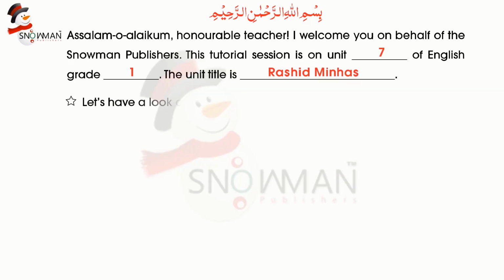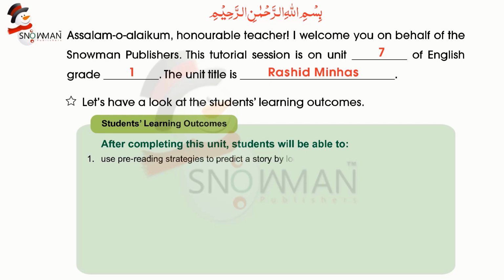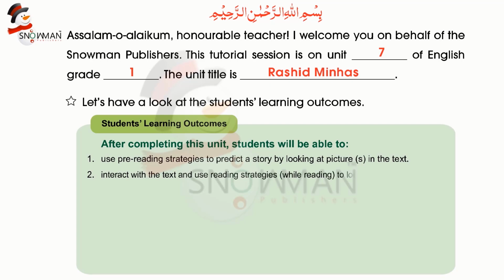Let's have a look at the students' learning outcomes. After completing this unit, students will be able to use pre-reading strategies to predict a story by looking at pictures in the text. Interact with the text and use reading strategies, that is, while reading, to locate factual information.